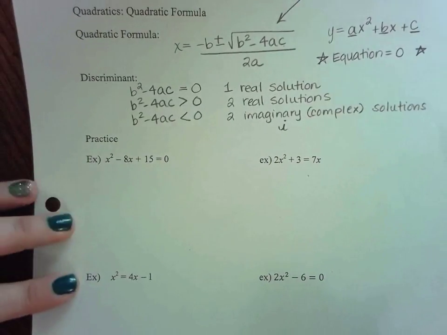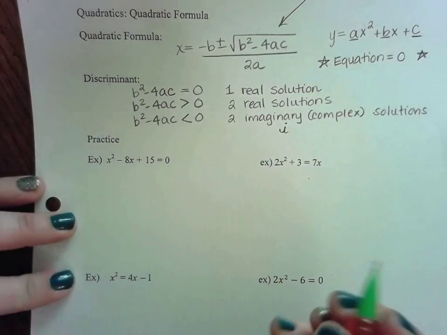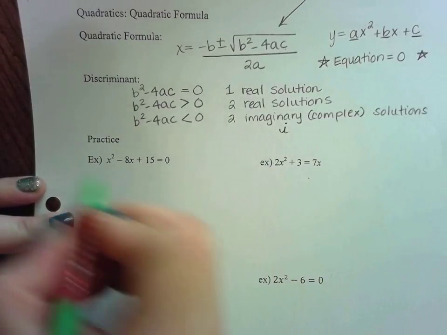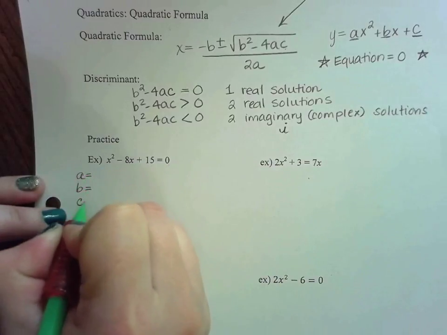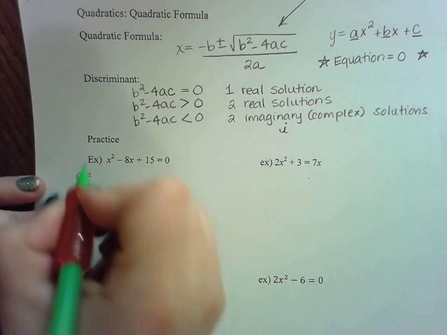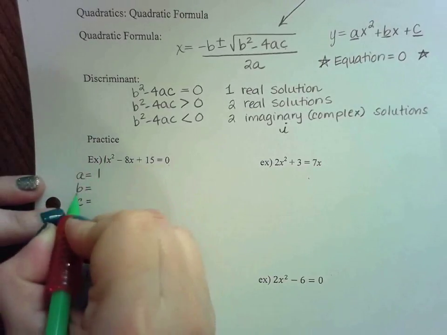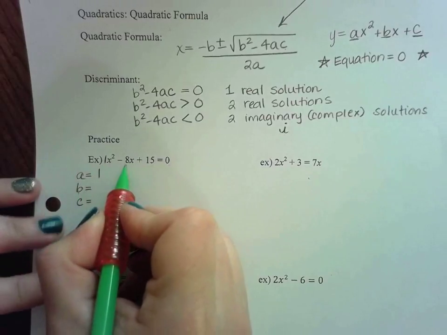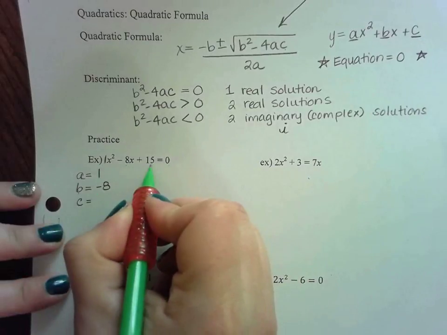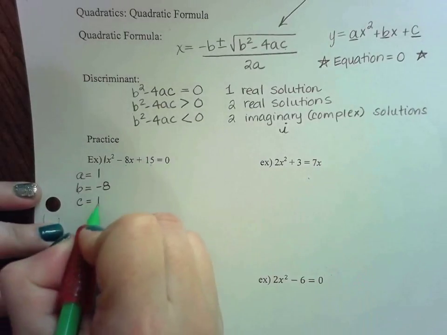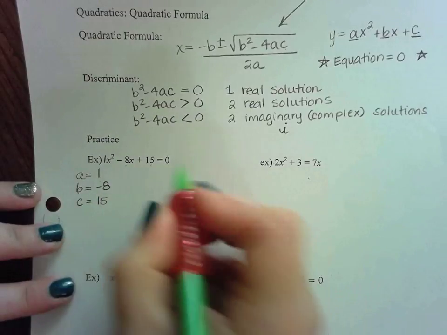Okay, so first example, you want to make sure that your quadratic is set equal to 0. Already done. That's good news. Now let's figure out what is a, what is b, and what is c. Well, a is going to be the number in front of x squared, which is a 1. b is going to be the number in front of the x, so that's going to be negative 8. And c is the constant, so that's going to be 15. So we're going to use those numbers to plug into our formula.